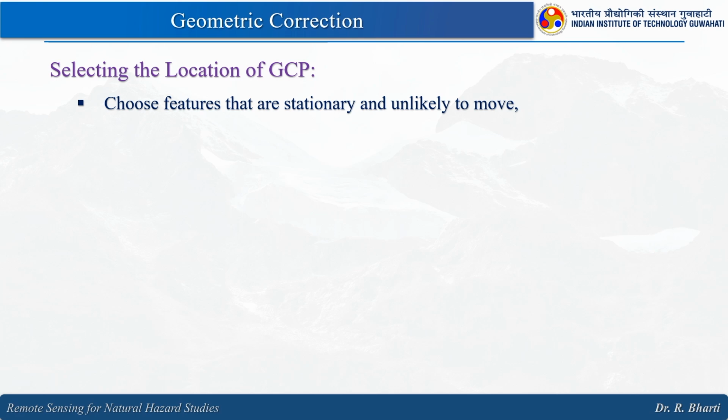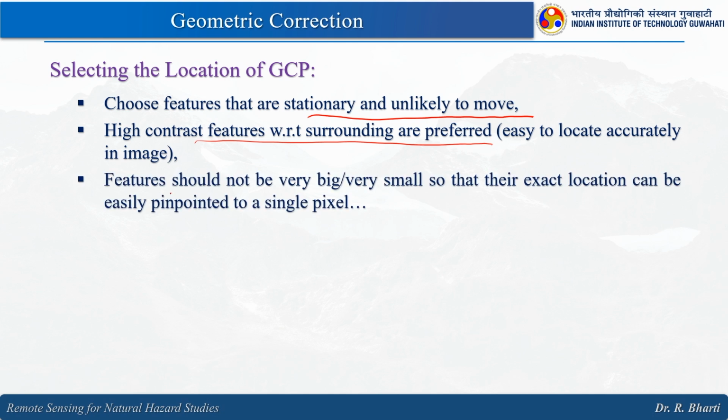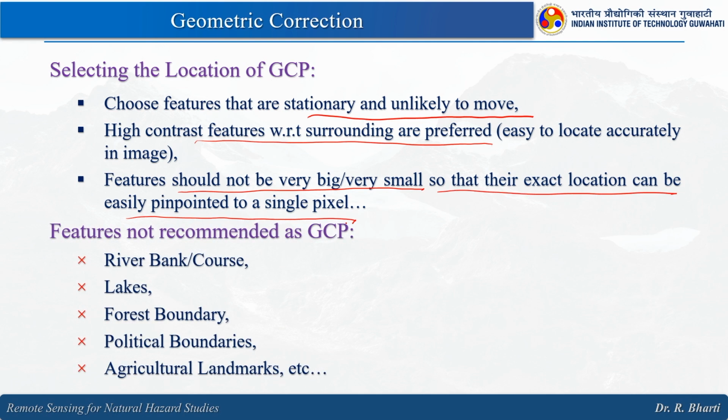with time the GCP should not change. If you are collecting a GCP today and you are trying to use it after 10 years, then you have to make sure that those GCPs are constant through time, they are not changing. So choose features that are stationary and unlikely to move, with high contrast to the surroundings, because then it will be easy to locate in your image. Features should not be very big or very small, so that their exact location can be easily pinpointed in a single pixel, right. So you have to take care of that.